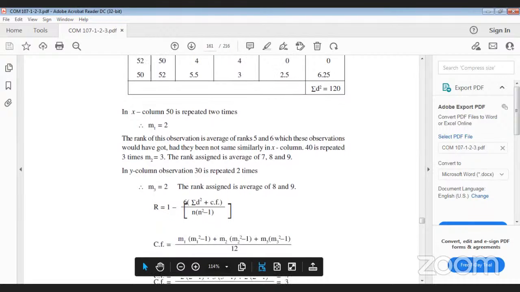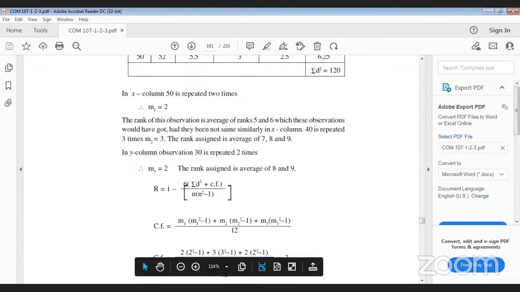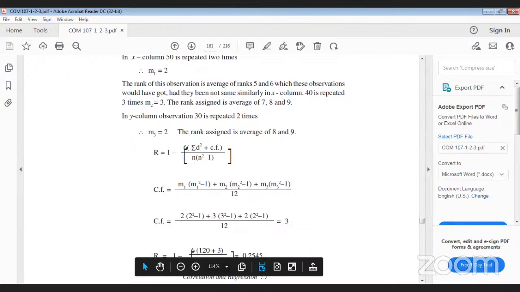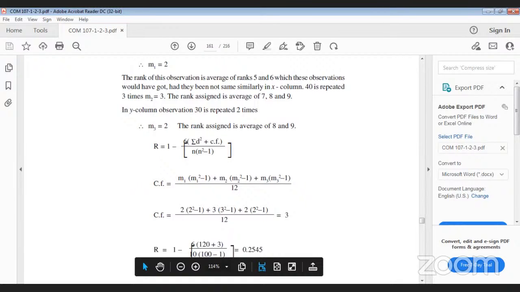Now we have to use the formula here. R is equal to 1 minus 6 into bracket summation d square plus CF, upon n into bracket n square minus 1 bracket complete. Here CF means correction factor: summation of m1 into bracket m1 square minus 1 bracket complete plus m2 into bracket m2 square minus 1 bracket complete plus m3 into bracket m3 square minus 1 bracket complete, upon 12 here.